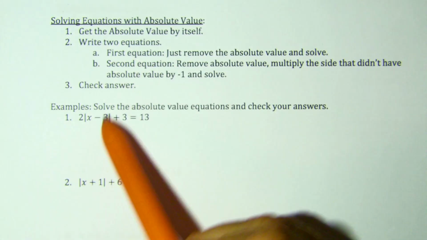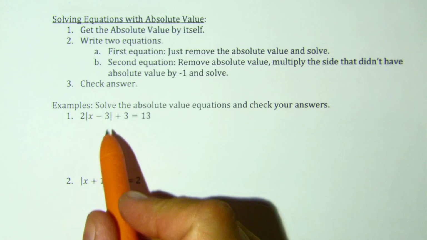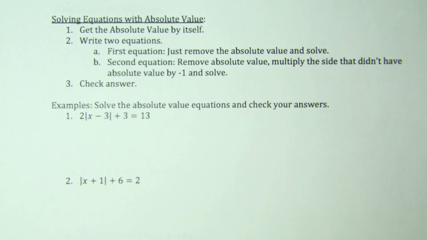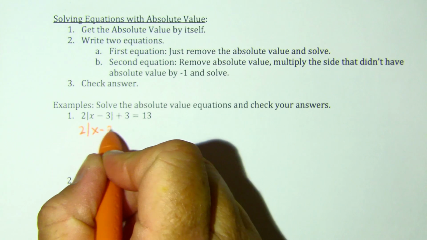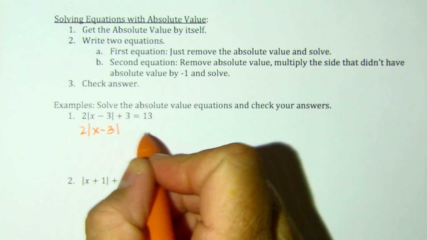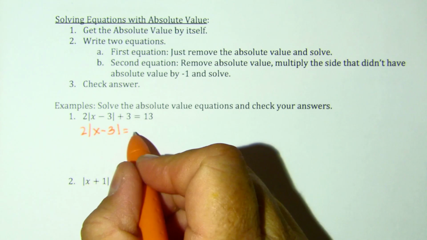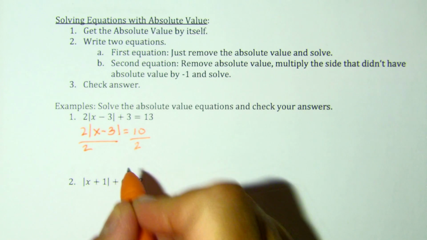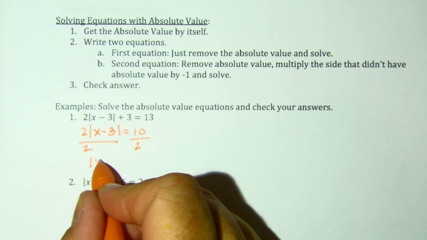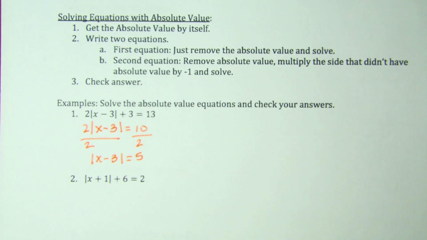Then we're going to write two equations, and then again, these are problems where we do want to make sure we check our answers. So the first thing I'm going to do is get the absolute value by itself. I'm going to subtract 3. Again, notice I'm not distributing a 2 in. That's not something we can do with absolute value. Subtracting 3 from both sides, this is going to be 10. I can get rid of that 2 by dividing both sides by 2, and I have absolute value of x minus 3 is equal to 5. My absolute value is by itself now.